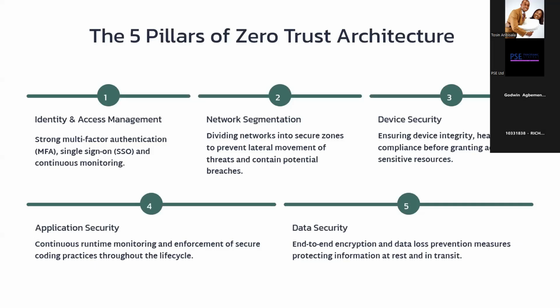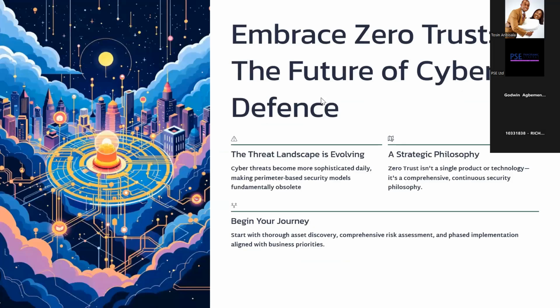So we also have data security. This is where we put in place end-to-end encryption and data loss prevention measures, where we protect information at rest and in transit. Whatever data we transmit, at rest or in transit, we need to make sure that it is encrypted to prevent any form of data loss or data leakage. So that is it for the pillars.